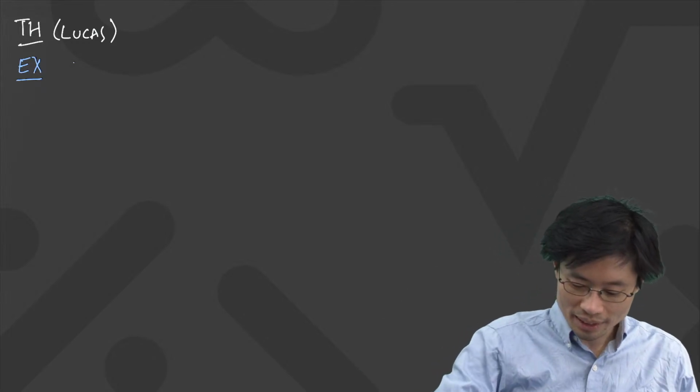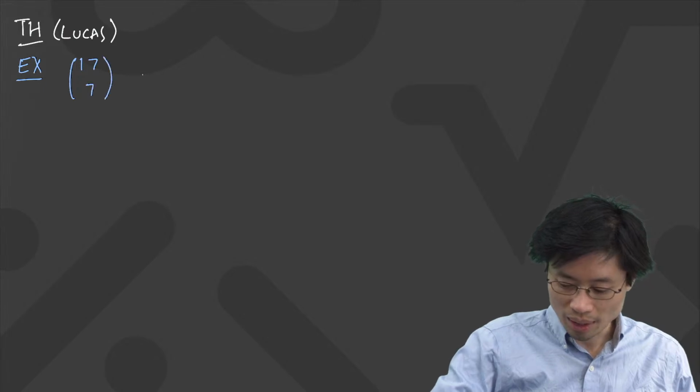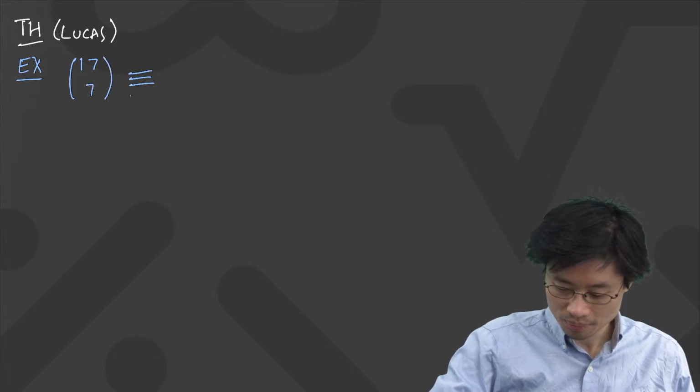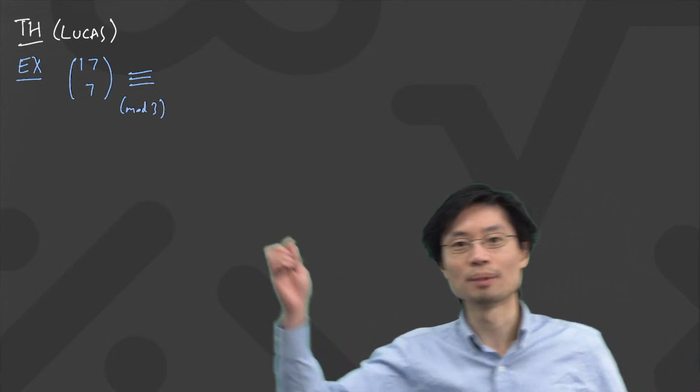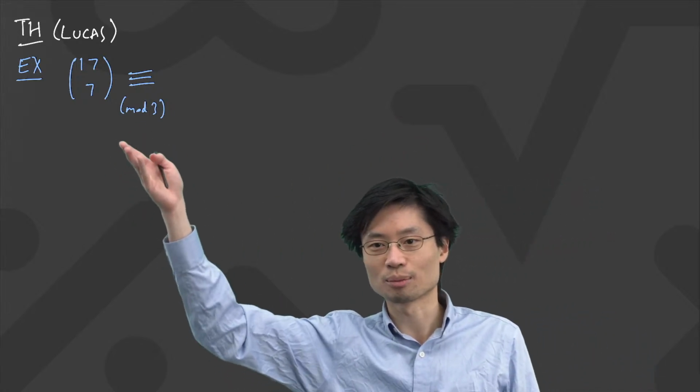The example is, if I want to know what is 17 choose 7, mod 3. I know that in concepts you might have written the mod 3 off onto the right, but I think people understand all I'm doing here is putting this thing here.